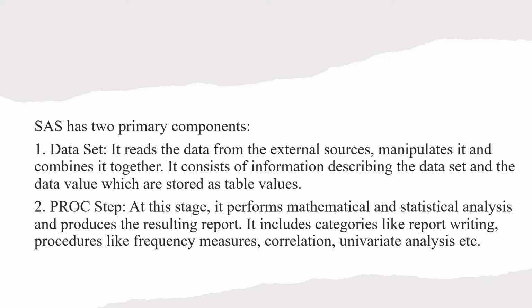SAS has two primary components. Data set. It reads the data from the external sources, manipulates it and combines it together. It consists of information describing the data set and the data value, which are stored as table values. PROC step. At this stage, it performs mathematical and statistical analysis and produces the resulting report. It includes categories like report writing procedures, for example, frequency measures, correlation, univariate analysis, etc.